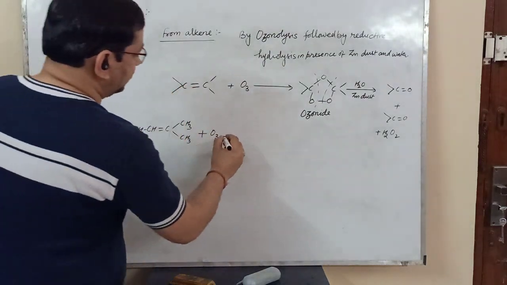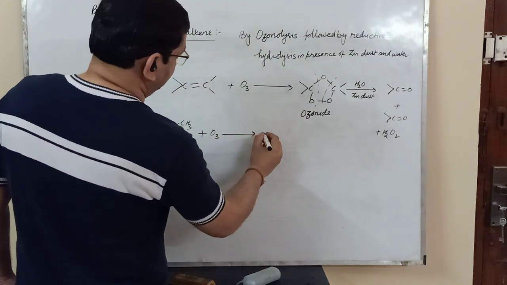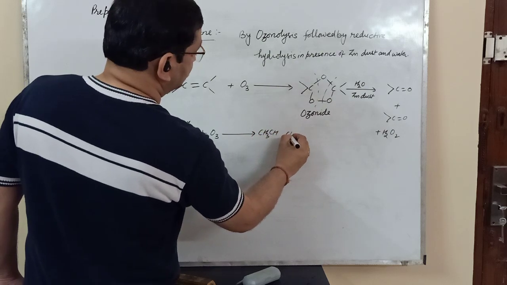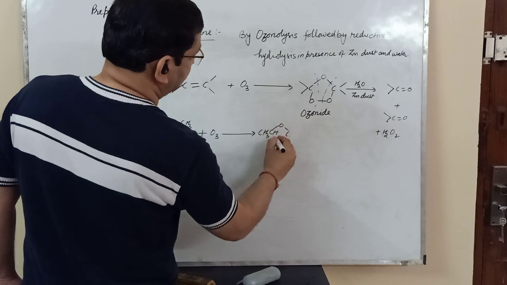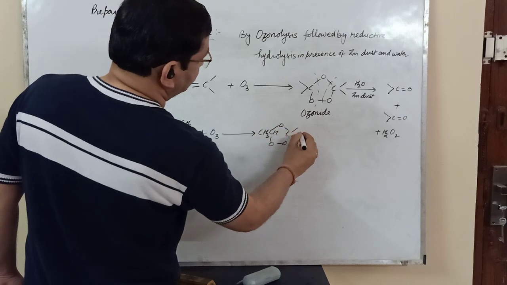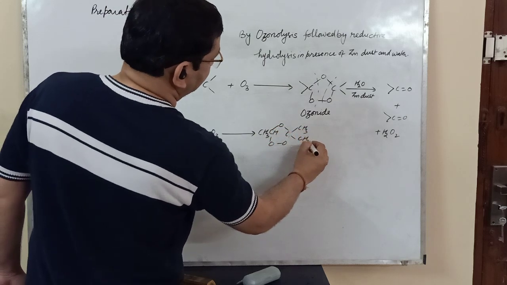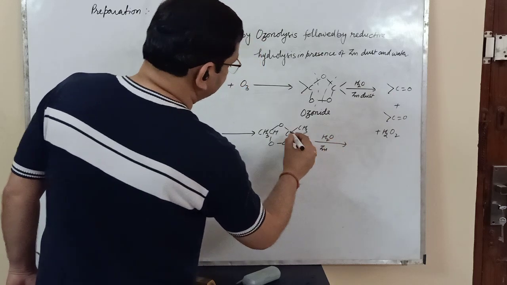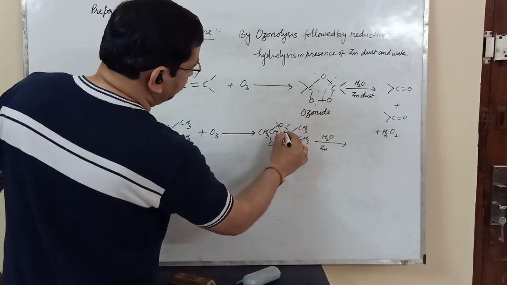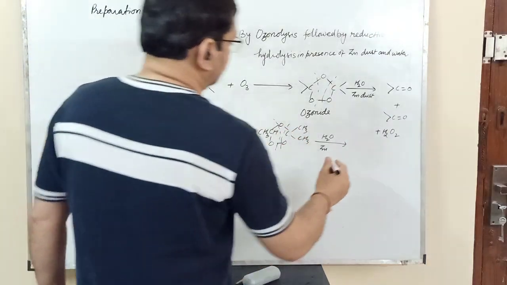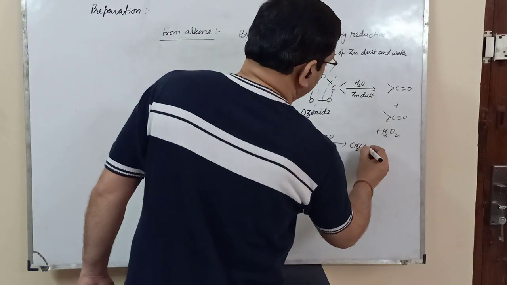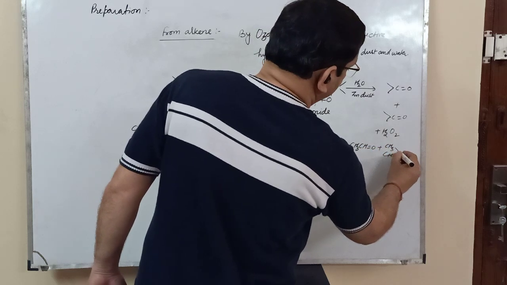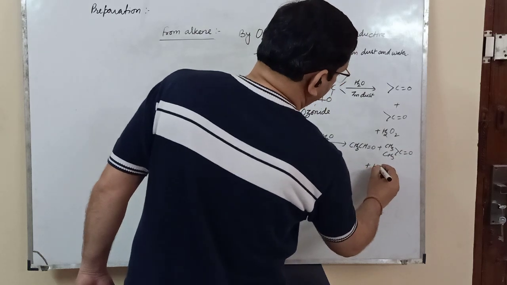first gives the ozonide, CH3CH, C, CH3 and CH3. When we go for reductive hydrolysis, the compound breaks from here. Then we get CH3CHO plus CH3 CH3 C double bond O and H2O.